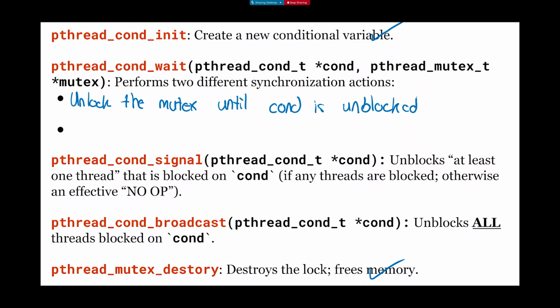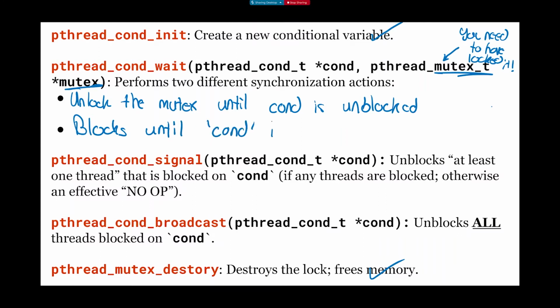So you actually pass in a mutex, a pthread_mutex_t, that needs to be locked. So this mutex, you need to have locked it. Condition wait is going to unlock the mutex you pass into it, and it blocks until your condition is unblocked.